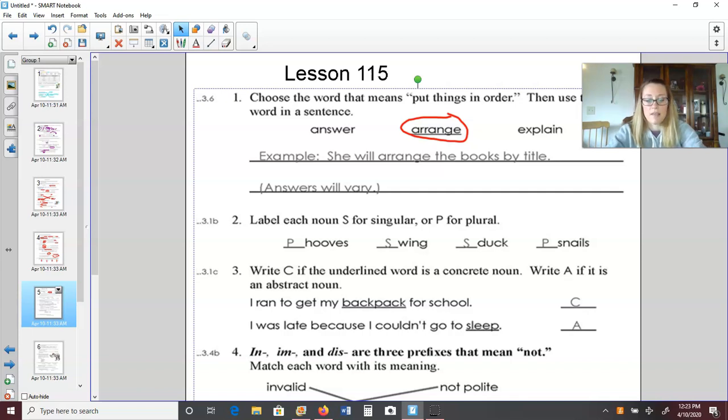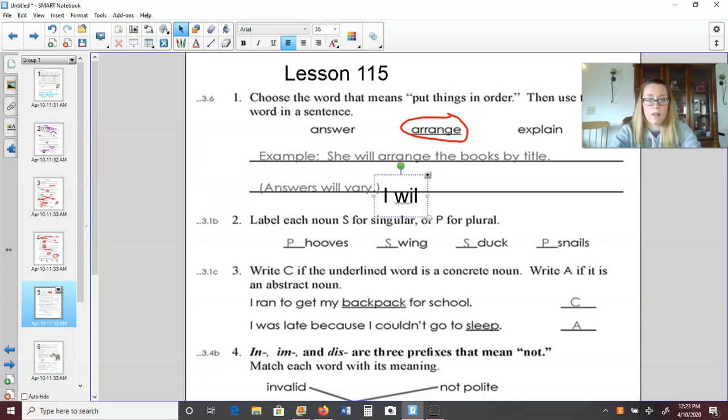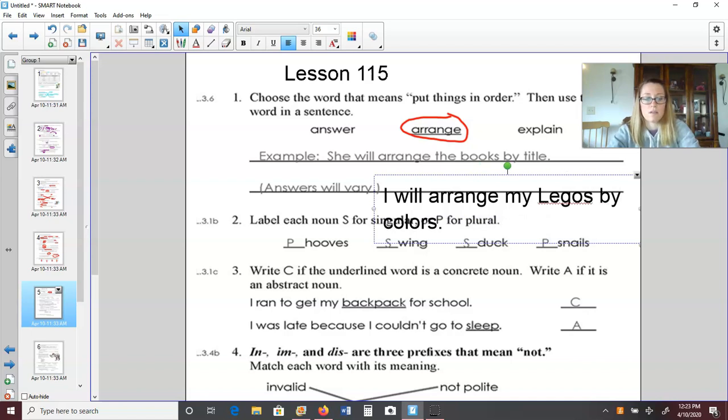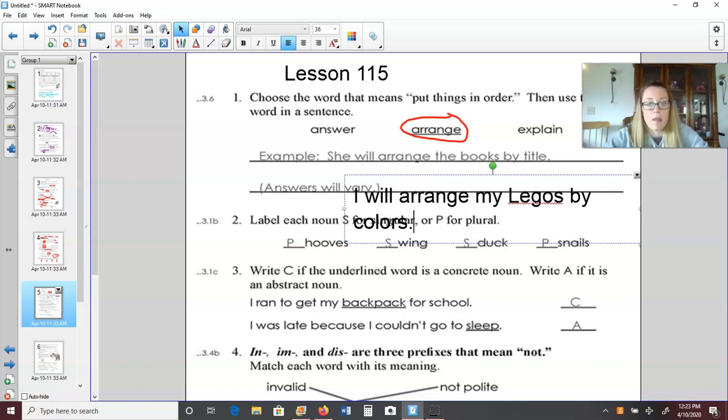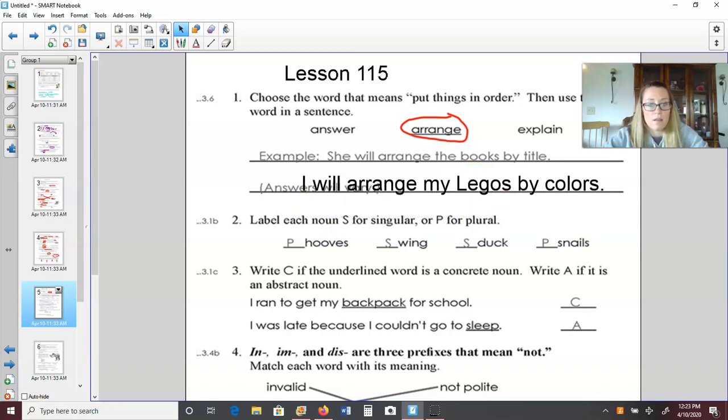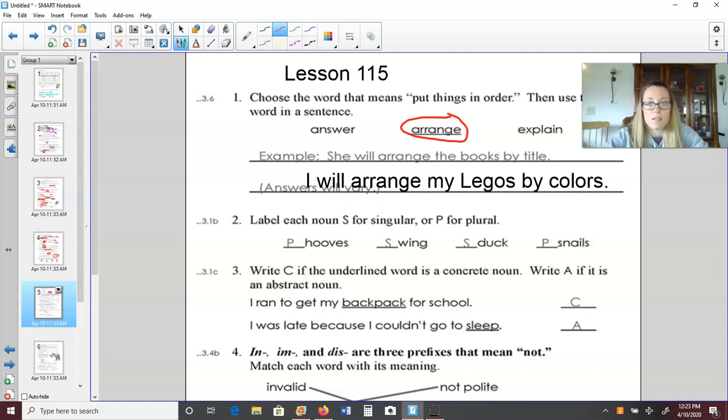Let me see here if I can give a sentence. I will arrange my Legos by colors. So I will put my Legos in order by colors. I know some people do that. Helps you find what you're looking for. So just double check your sentence using the word arrange.